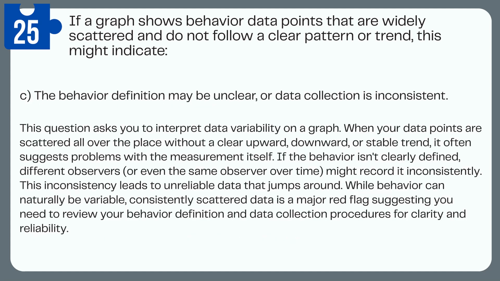Answer: C. The behavior definition may be unclear or data collection is inconsistent. This question asks you to interpret data variability on a graph. When your data points are scattered all over the place without a clear upward, downward, or stable trend, it often suggests problems with the measurement itself. If the behavior isn't clearly defined, different observers, or even the same observer over time, might record it inconsistently. This inconsistency leads to unreliable data that jumps around. While behavior can naturally be variable, consistently scattered data is a major red flag, suggesting you need to review your behavior definition and data collection procedures for clarity and reliability.